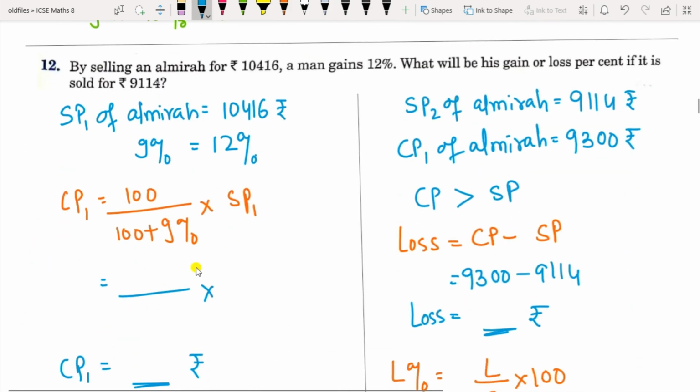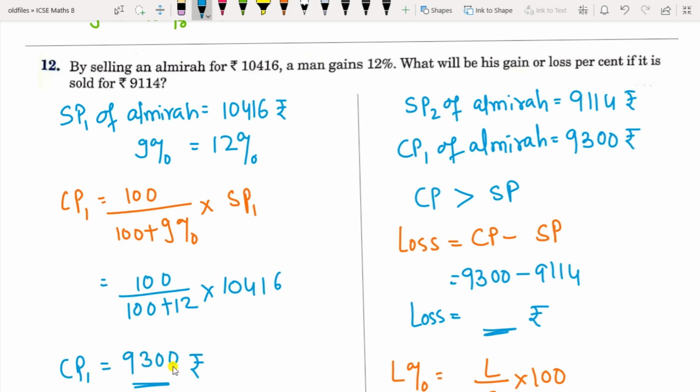Question 12 here is, by selling an Almirah for 10,416, a man gains 12%. What will be his gain or loss percent if it is sold for 9,114? So there are two selling prices. For the first selling price of 10,416, gain has been given as 12%. Using these two things, you have to find the cost price, the original cost price of the Almirah. So it is 100 upon (100 plus 12) multiplied by 10,416. So the cost price of the Almirah here is 9,300 rupees.